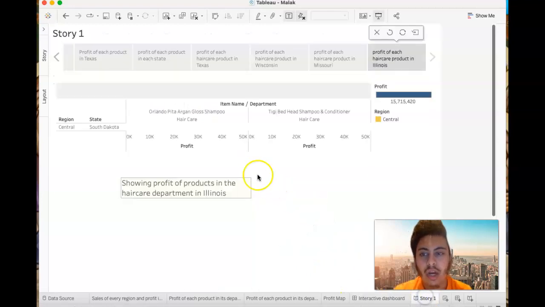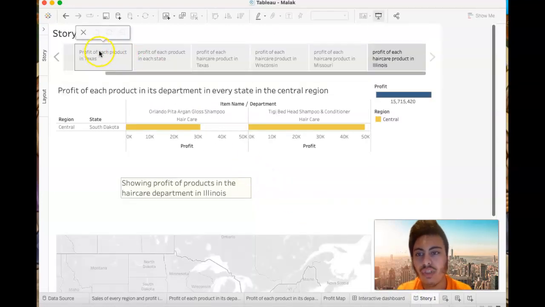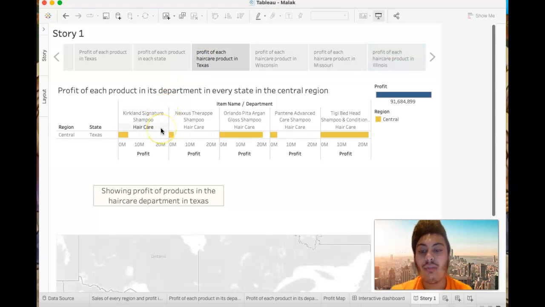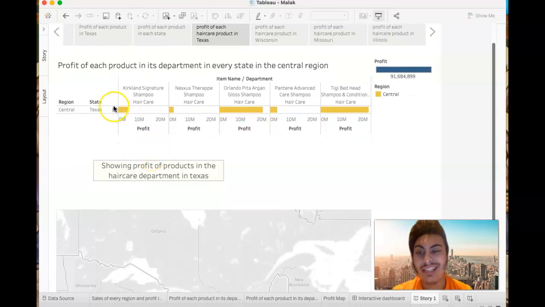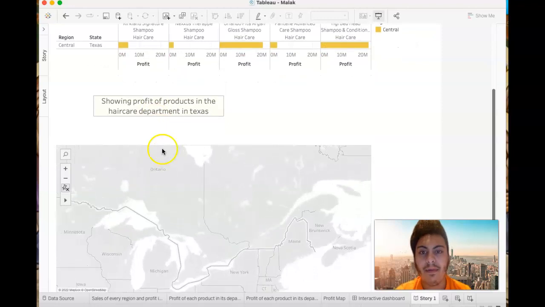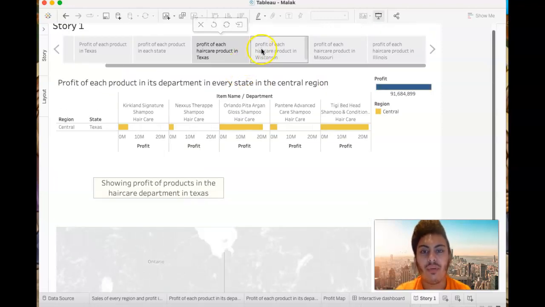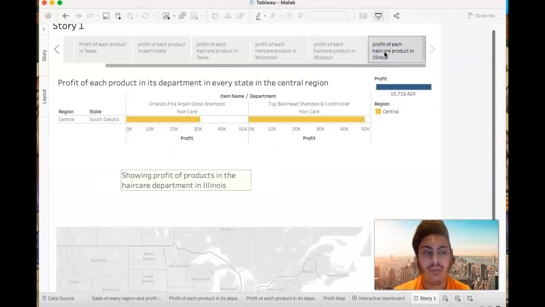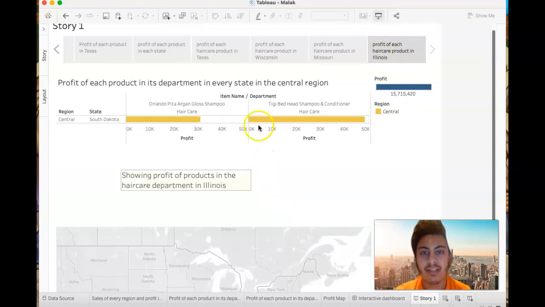Our stories. Most of the worksheets are imported, but what's different here is we narrow it down to each department. We see that hair care is the most important. We see here that Texas has the most hair care, and here shows our map, and the same with the other one. We know Texas is the most, so we would like to compare others. So we have Wisconsin, Missouri, and Illinois.